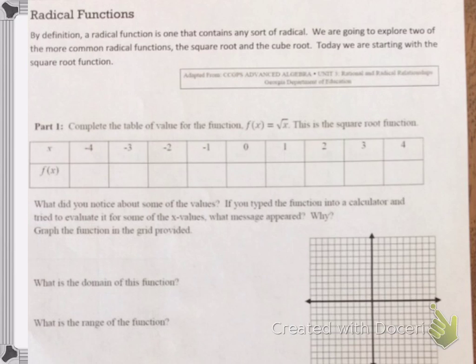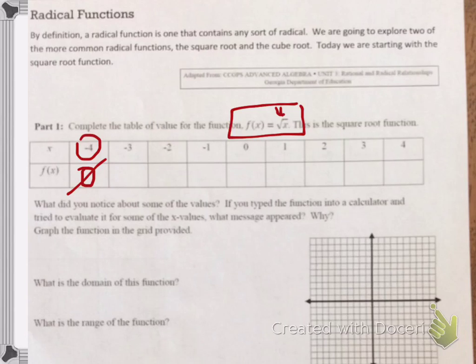The next thing we're going to do is look at what happens to the graph of that. So we're going to start by filling out a table of values for the function f of x equals the square root of x. Grab your calculators out and plug it in with me. I'm going to substitute -4 in place of the x. If I do that, I would square root a -4, and my calculator is going to give me a domain error.